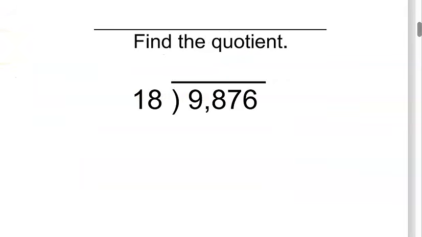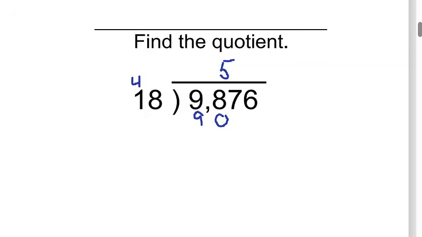All right, here we're going to find the quotient. How many times would 18 go into 9? Well, it won't go into 9. So how many times will 18 go into 98? I'm going to think maybe 5 times. Let's try that. 5 times 8 is 40. 5 times 1 is 5, plus 4 more is 9. So I'm going to subtract that. I'm going to have 8 and 7.